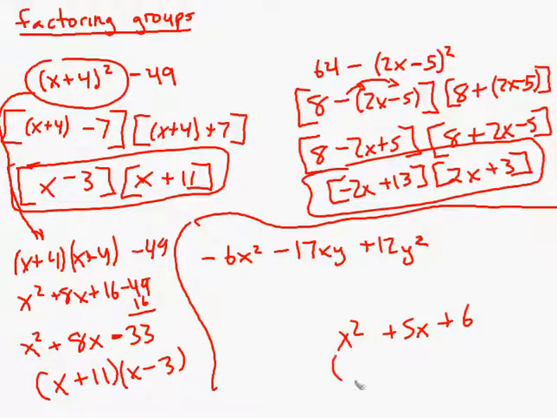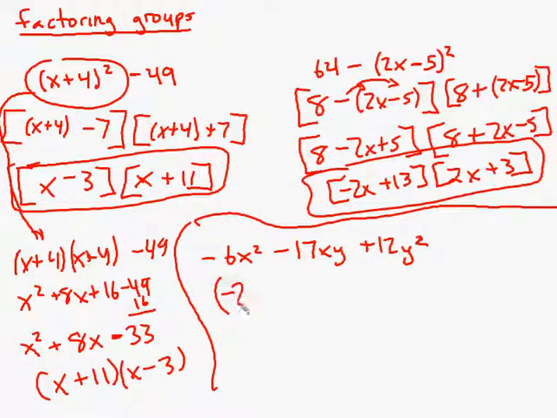Okay, so when I do a binomial factor here, x times x gives me x squared. Well, what two things give me 6? Well, I could have 2 and 3 or 1 and 6. But that's what we're doing, the factors of 6 right there. So what? There's a y right here. So let's try a few things.